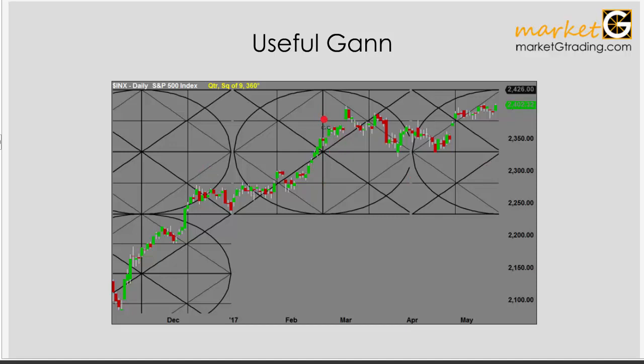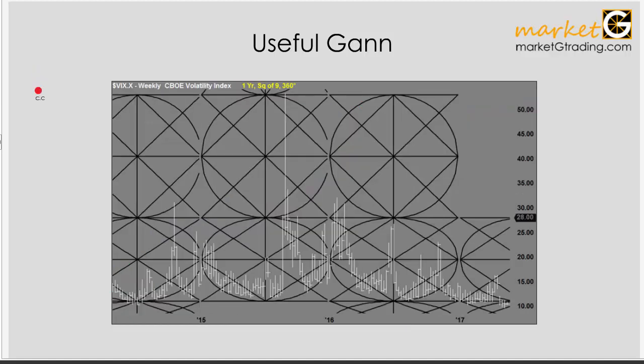The midpoint of the quarter in terms of trading days was the big down move with the Trump impeachment silliness. So it was kind of interesting how it worked out. And we'll talk about time later, but the midpoints are very, very important to think about.